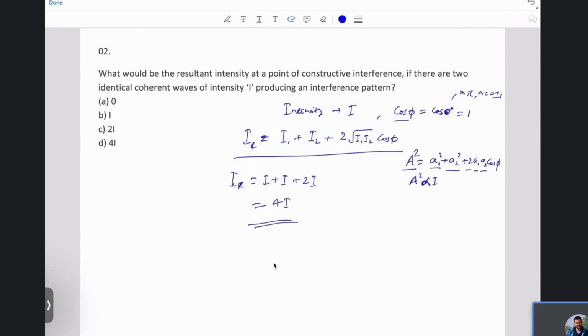So the intensity will be 4 times. You see, for the constructive interference of two waves of intensity I, the intensity doesn't just get doubled as amplitude does. It gets quadrupled, becoming 4 times.